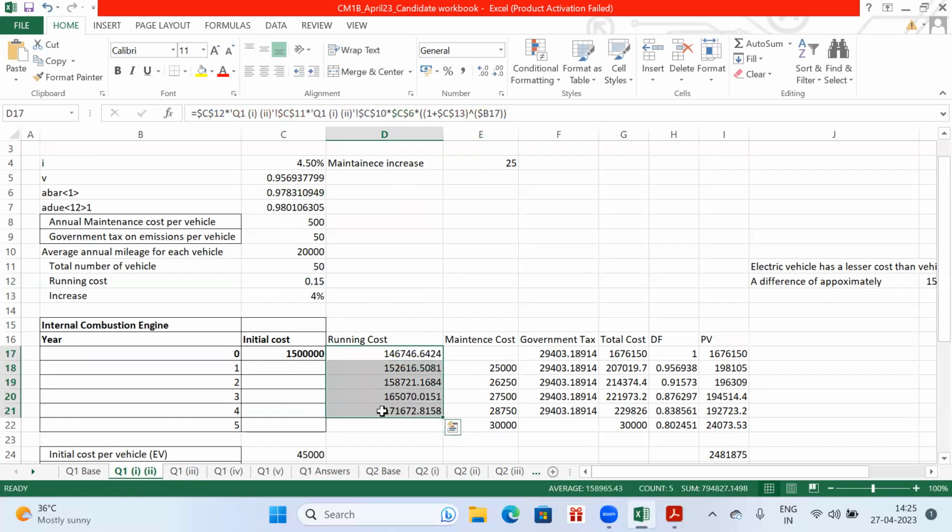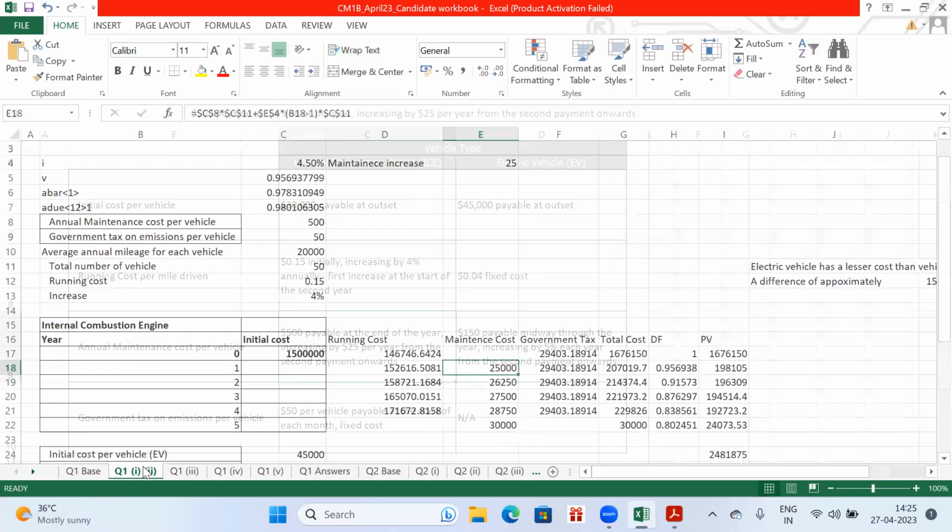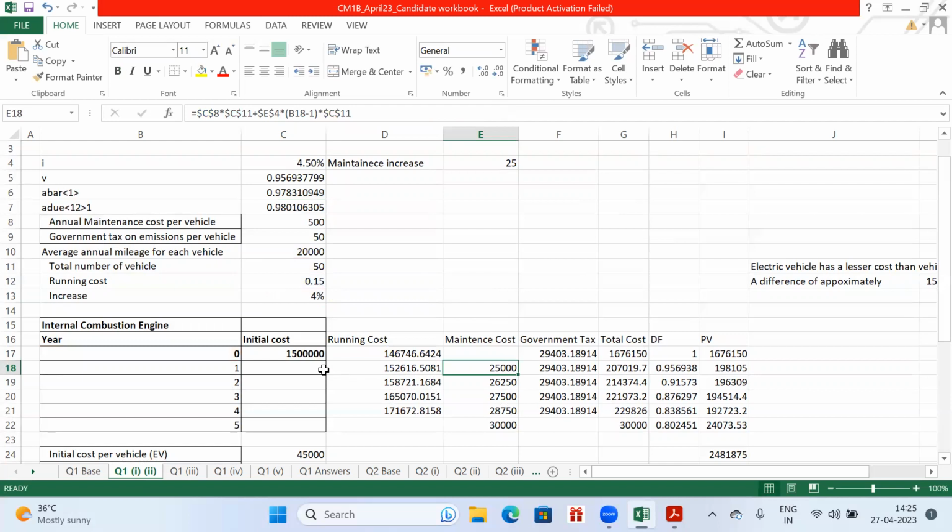5 payments, but 0 to 4. Okay. Next is the maintenance cost. If you see, the maintenance cost is paid at the end of the year. So maintenance cost is paid in arrears, so it will start from time 1.